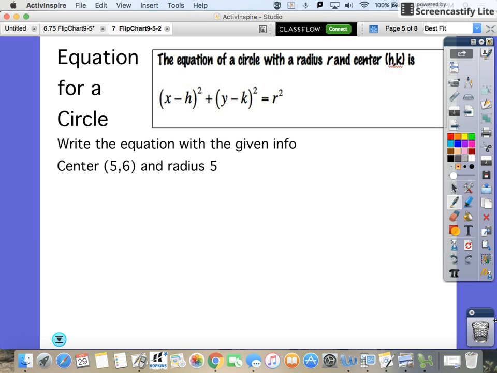This is a geometry lesson on equations for a circle. The assignment should be 952 that goes with it. It doesn't say equations for a circle on the top, but that's what the assignment is, 952. So what we're doing here is we're going to write the equation for a circle with radius r and center h, k.